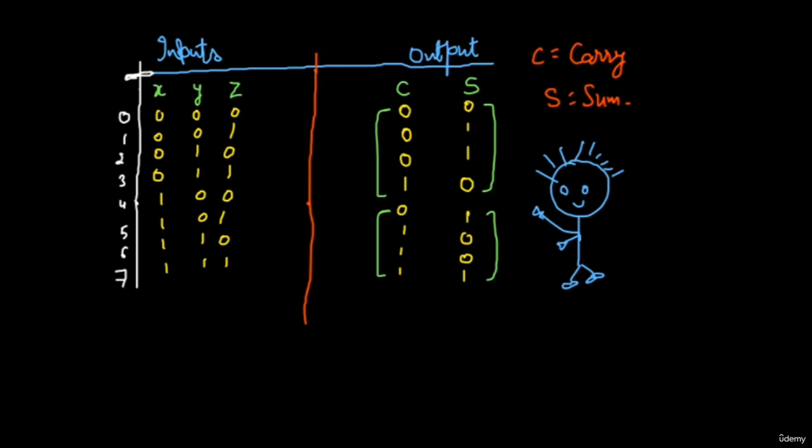Okay, so the first one, in the carry, if you look closely, this is just the AND gate, and this is just the NAND gate. So AND gate input and NAND gate input, and for the sum we have XOR. These are the outputs for the XOR, and this is for XNOR.